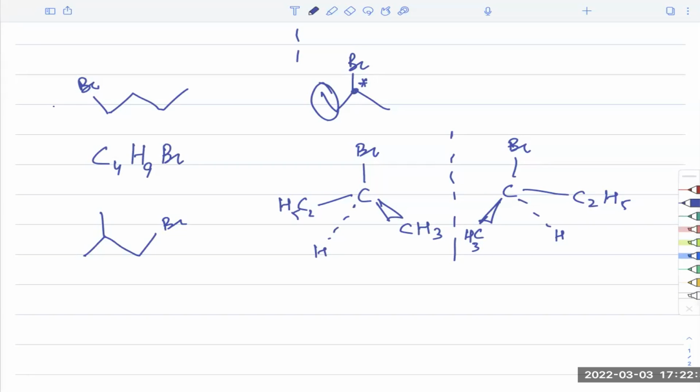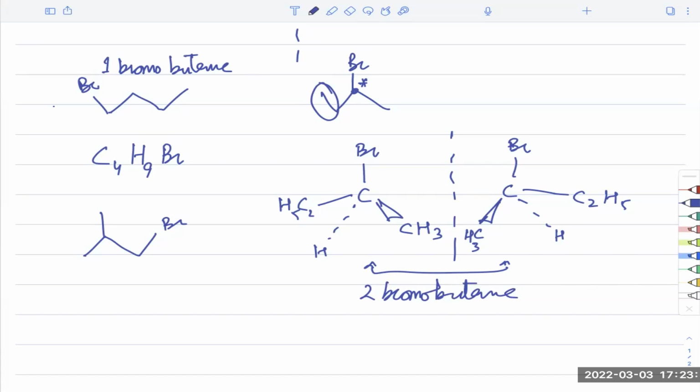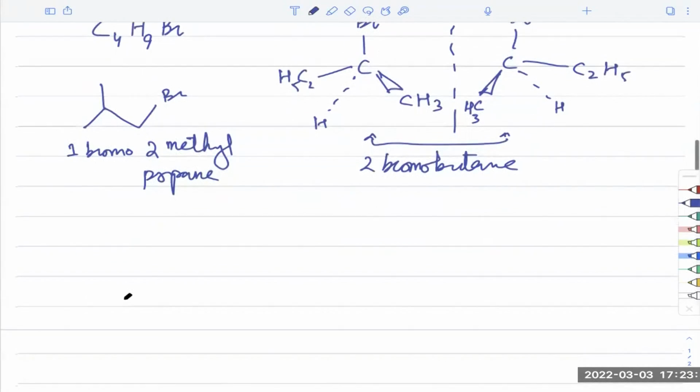So now this one is 1-bromobutane. These two are 2-bromobutane, and obviously they are the optical isomers for that. And this one is 1-bromo-2-methylpropane. Now, why is it 1? 2-methyl, wouldn't it be 3? No, the first carbon is this, second carbon is this, third carbon is this.